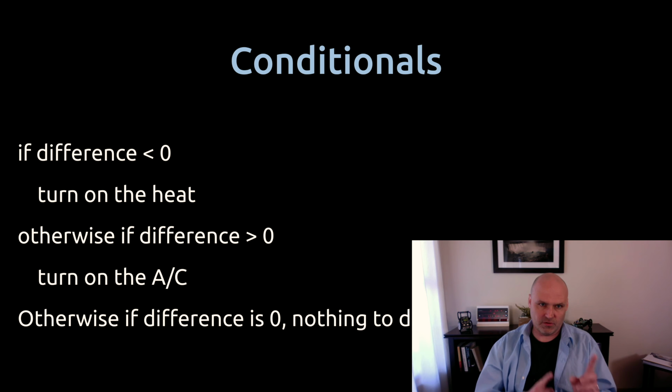If it were 0 less than or equal to 0, then it would be true, but it's not. So I'm going to skip that if statement, and I'm going to jump down to the otherwise if difference is greater than 0. Again, this is still not true because 0 is not greater than 0. Now I'm going to go down to the third condition, and that one is true. If difference is 0 is true, then there's nothing to do.